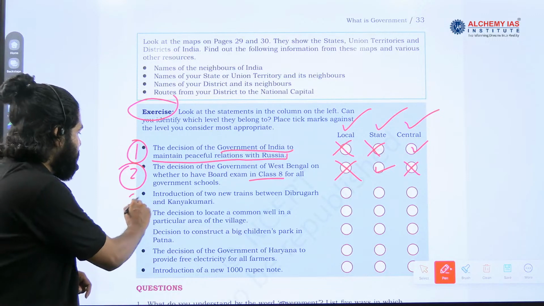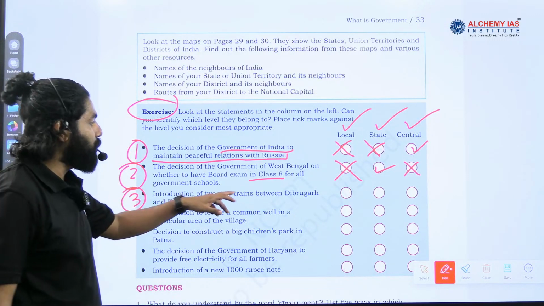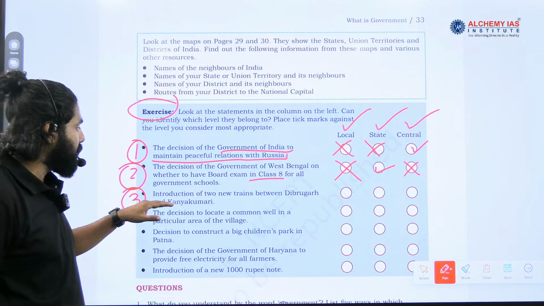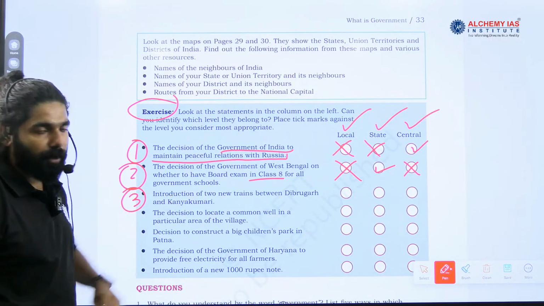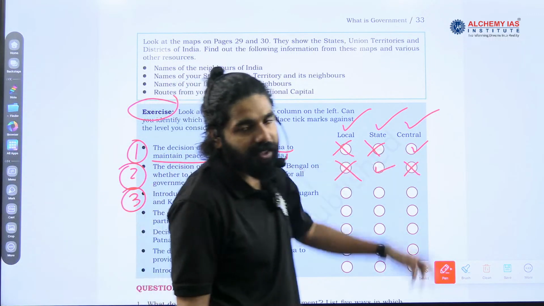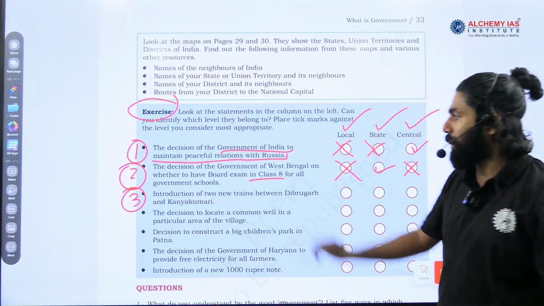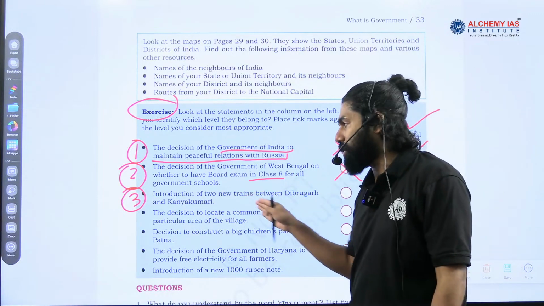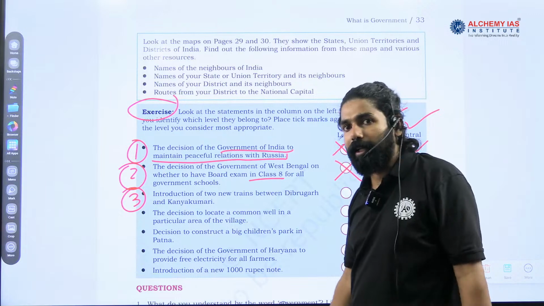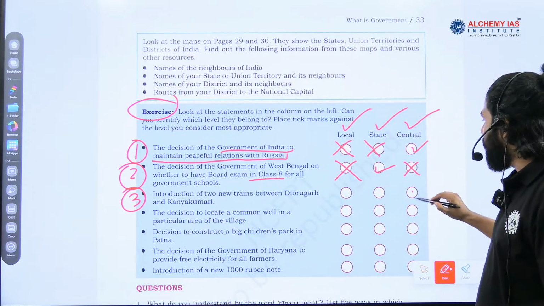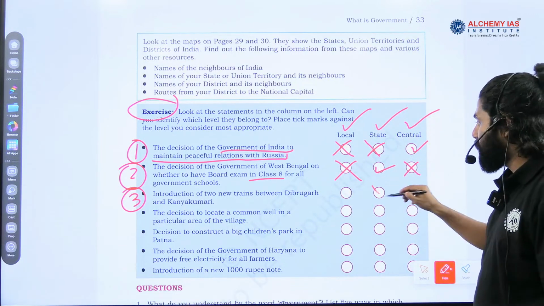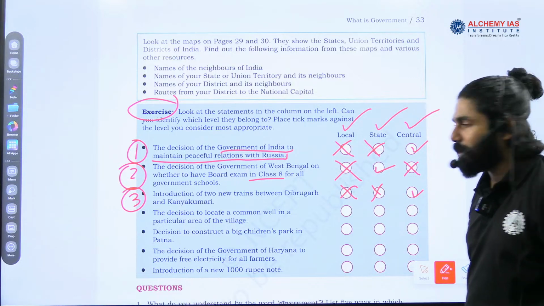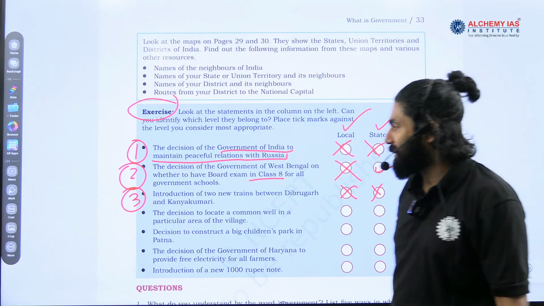Next, the third statement: introduction of two new trains between Dibrugarh and Kanyakumari. Dibrugarh is located in the Assam region, towards the eastern part of India, and then Kanyakumari. If there is an introduction of a new train from Dibrugarh to Kanyakumari, railways come under the central subject. So this is not a matter of the local government or state government, but of the central government.